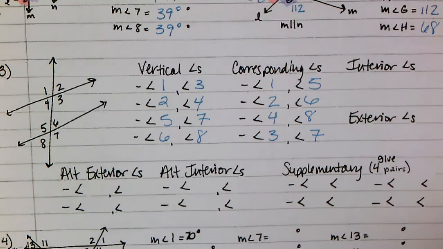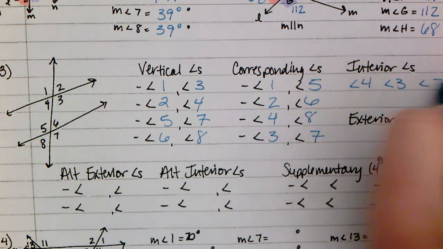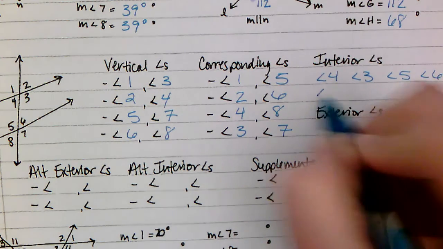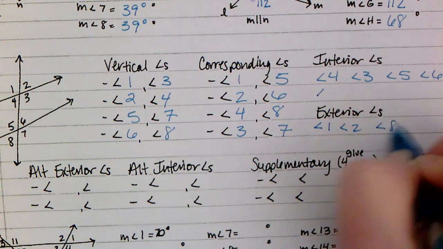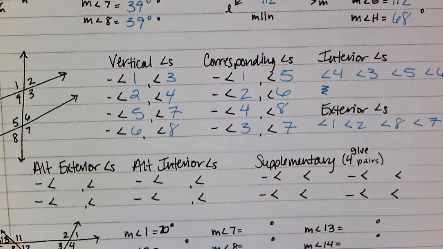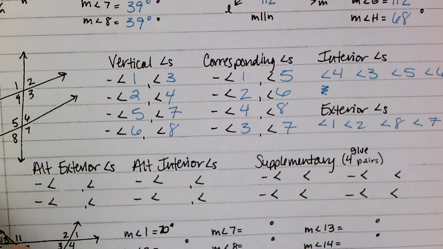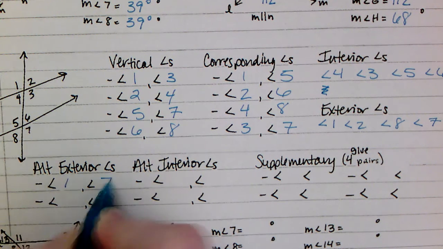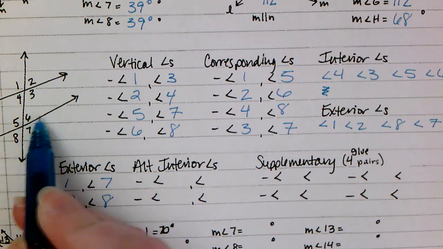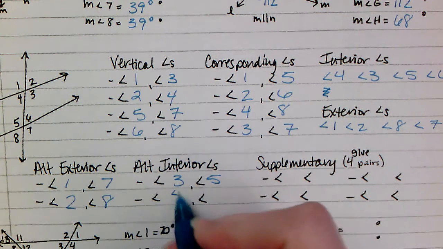All of the interior angles and exterior angles: the interiors would be 4, 3, 5, and 6, and the exteriors are 1, 2, 8, and 7. Alternate interior and alternate exterior. Alternate exteriors would be outside the parallel lines and on opposite sides of the transversal, so that would be 1 and 7, and 2 and 8. Alternate interiors are inside the parallel lines, but on opposite sides of the transversal, so that would be 3 and 5, and 4 and 6.